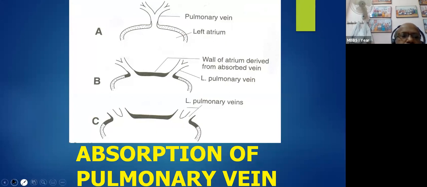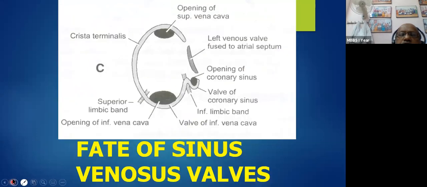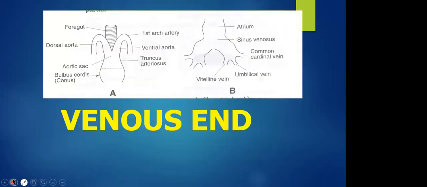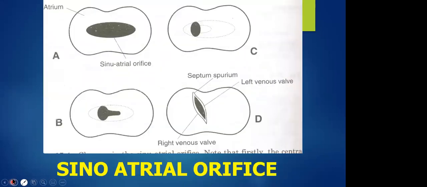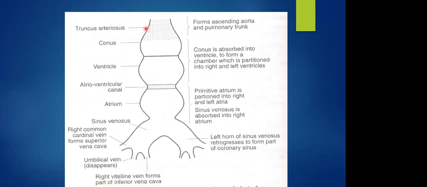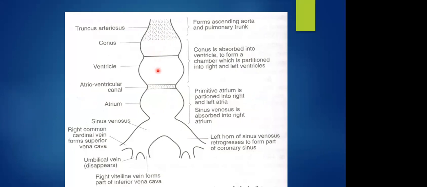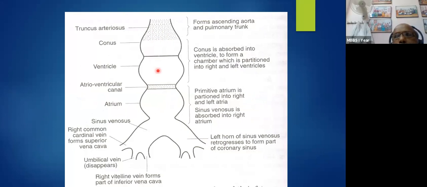Pranav, is it the outflowing part? Yes, sir. No, sir, that's the wrong answer. See here, this is the bulbous cordis. This is the atrium. The bulbous cordis, the conus, gets absorbed into the ventricle only, not into the atrium. So the outflowing part, sir, where the vessels emerge around that portion. Outflowing part of the right ventricle.